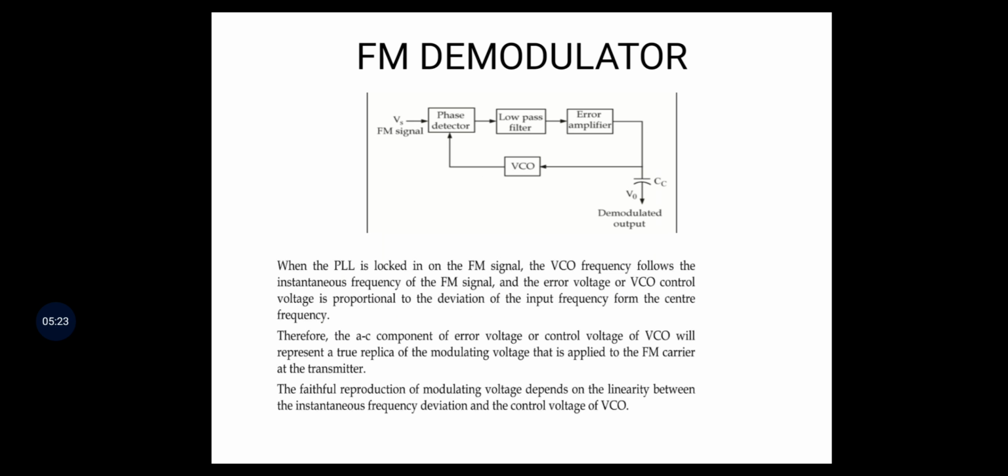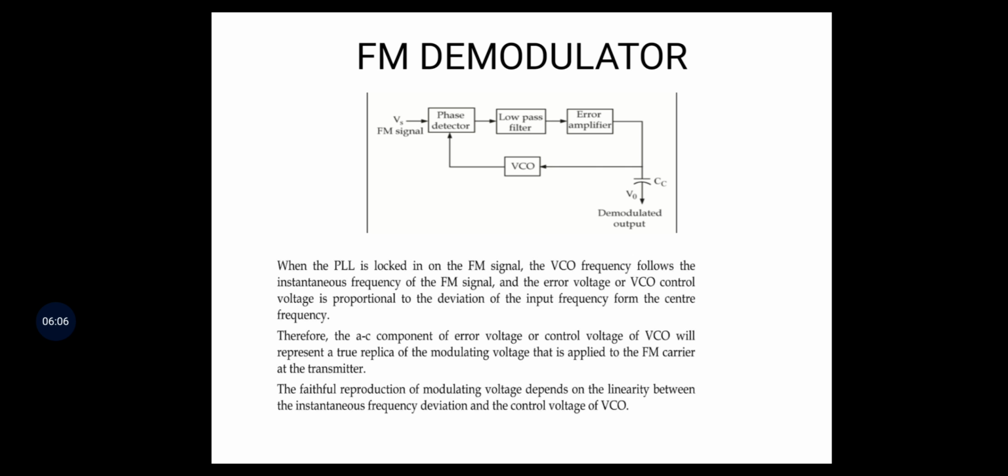Next application is FM demodulator. One of the applications of the PLL is FM demodulator. What is meant by demodulator? It receives the modulated signal and demodulates it, and finally we get our original signal from the modulated signal. In this FM demodulator, the input signal is FM signal, there is a phase detector, next low pass filter, next an error amplifier, and there is a feedback voltage control oscillator. Finally we get the demodulated output.